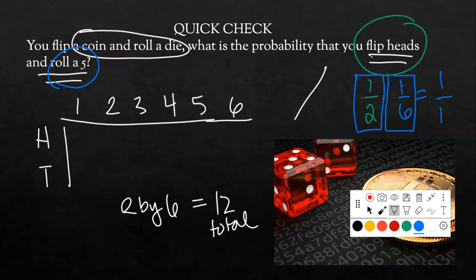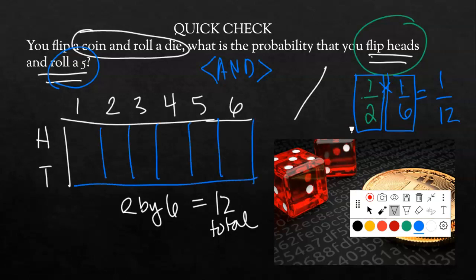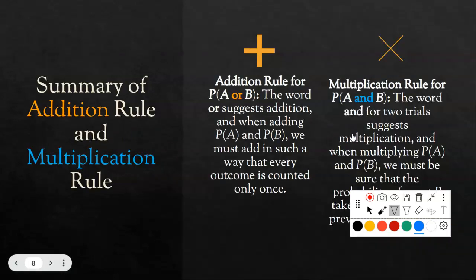And then if you multiply that, you don't add across the top. 1 times 1 is 1, 2 times 6 is 12. That will help you answer questions when they're asking you what's the probability of this and this happening. And if you can imagine this chart, it would only be 1 out of the 12 things that would happen. They didn't ask what's the probability that you flip a head or roll a 5. They said flip heads and roll a 5. And so it would have been just this single box right here. So that is the addition and multiplication rule.